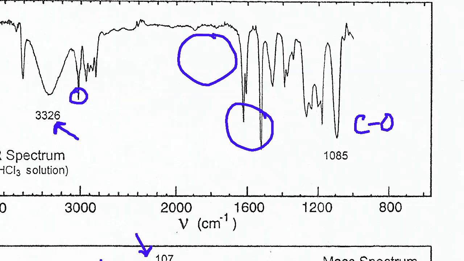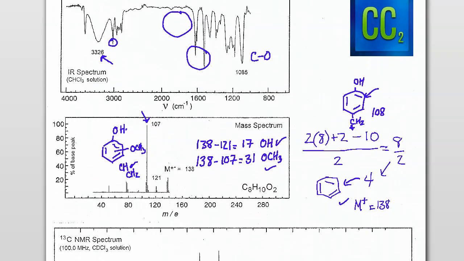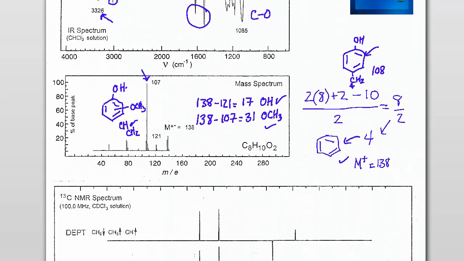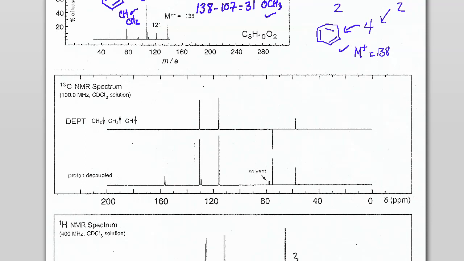All right, so zooming back out here, that pretty much confirms what we want from the IR. So we're definitely working with an alcohol. We're almost certainly working with an ether at this point, and we have an aromatic ring. That's the basic structure we're going to work with. So now we head down to the carbon-13 and the proton NMR, and we're going to glean the most information that we can from those two. So let's start with the carbon-13, and then the proton will be the finale.